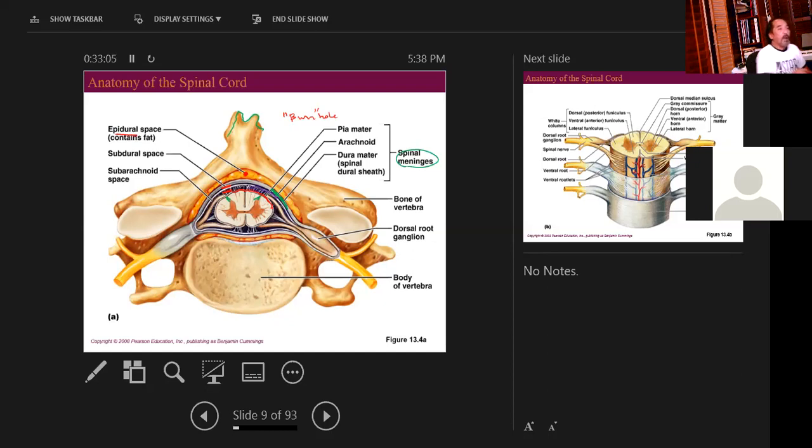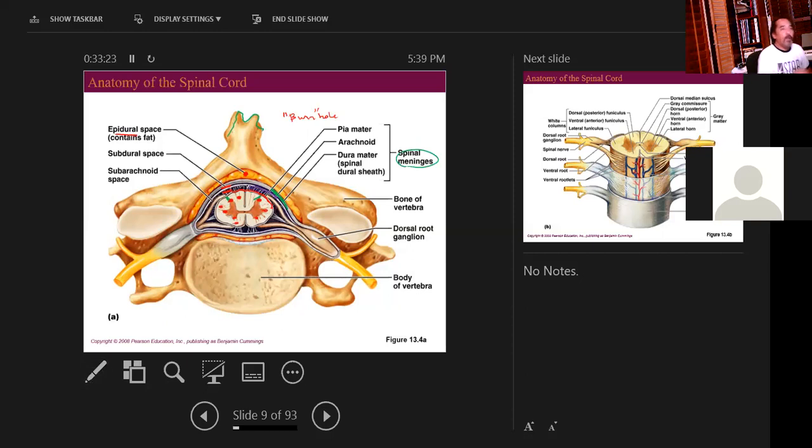Now, if you also take a look at the butterfly, the gray matter, this is going to be the dorsal horn, lateral horn, and the ventral horn. And then the white matter is going to be the dorsal funiculus, lateral funiculus, and ventral funiculus.